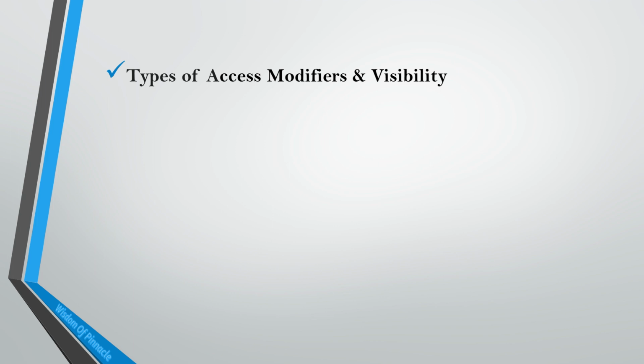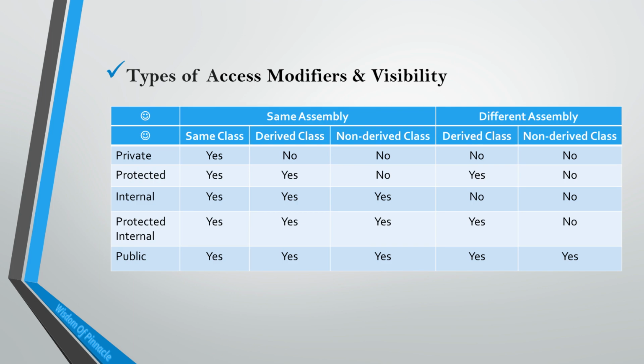Now, moving ahead, let us try to summarize whatever we have seen in the previous slide in a tabular format for better understanding. In this table you can see the first column is listing all of the available 5 access modifiers. Then we have two main columns, same assembly and different assembly. Same assembly is again divided into three sub-columns: same class, derived class, non-derived class. Different assembly is divided into two sub-columns: derived class and non-derived class. And the table contains yes and no values. Yes denotes that it is accessible and no denotes not accessible.